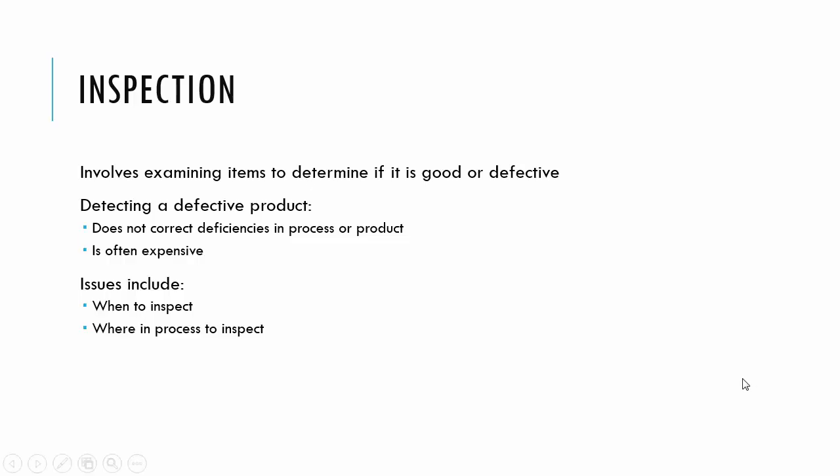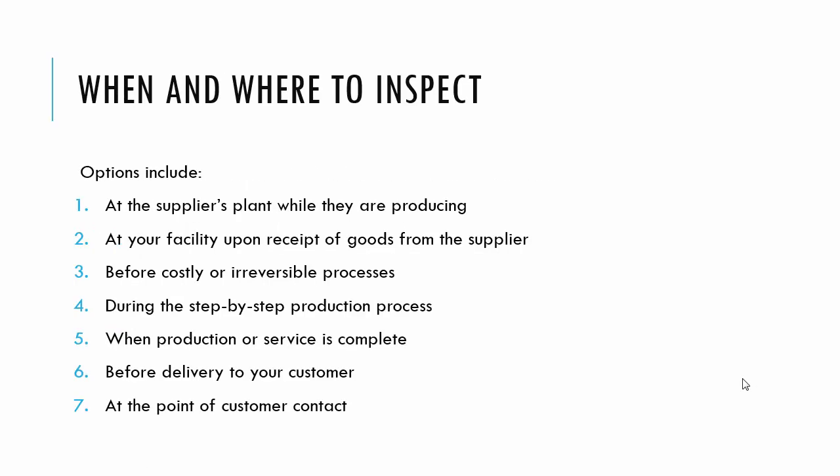in the process. So you have several different options of when and where to inspect within a given process. Obviously, some processes are more amenable to some of these options than others. The options include 1. At the supplier's plant while they are producing. Here you would need to have a very good working relationship or some sort of contract for this to work. 2. At your facility upon receipt of the goods from the supplier.